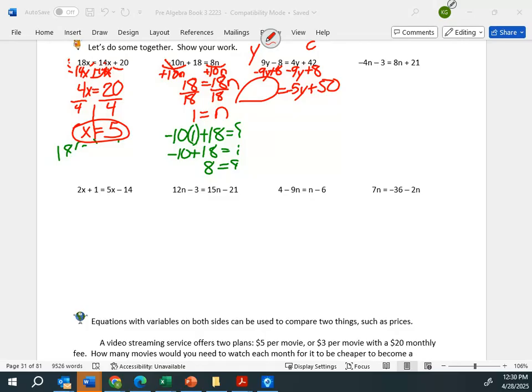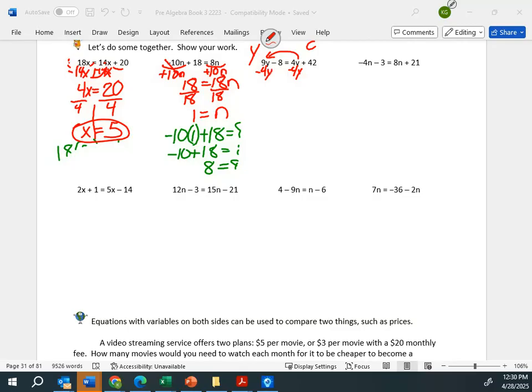So your first thing you have to do is decide which side's going to have the variable and which side's going to have the constant. Then I take care of my variable. I want to move that 4y over to my variable side. So that's a positive 4y. What's the opposite of a positive? Negative. So I want to subtract 4y from both sides.